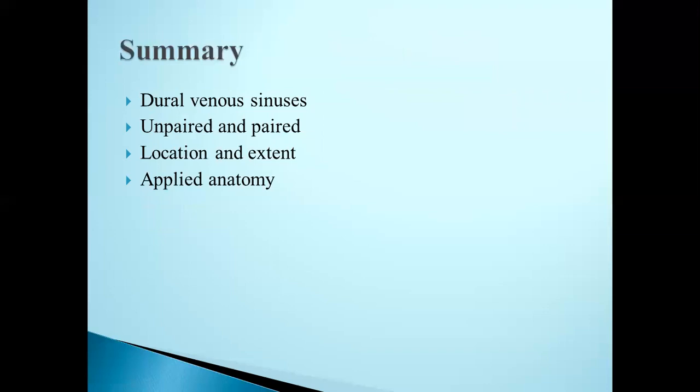So in today's lecture, what have we seen? We have seen the dural venous sinuses. What are these? These are venous spaces within the cranial cavity. No wall, no muscles in their wall. These are free flowing channels draining the venous blood, and finally it is draining into the internal jugular vein.